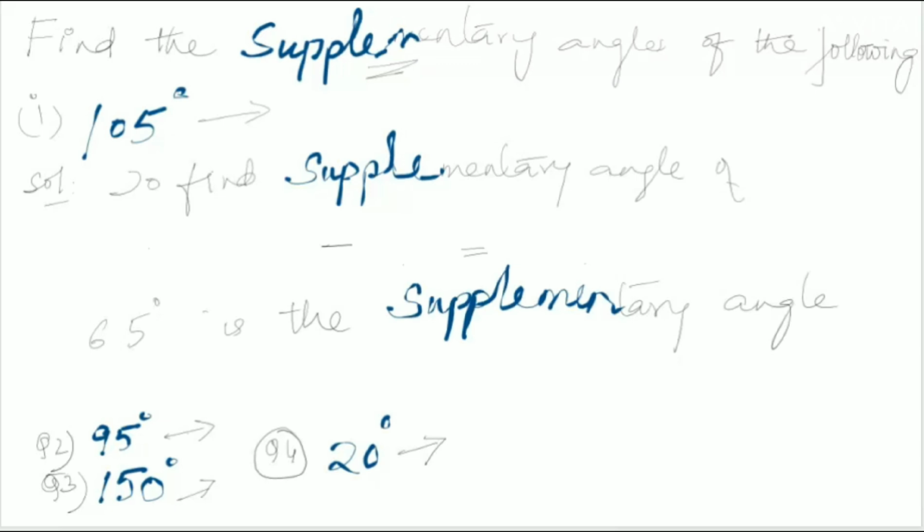Okay, we will look at another example. Find the supplementary angles of the following. The first example is 105 degrees. We have to find the supplementary angle of 105 degrees. To find the supplementary angle of 105 degrees, what we will do is, we will subtract it from 180.